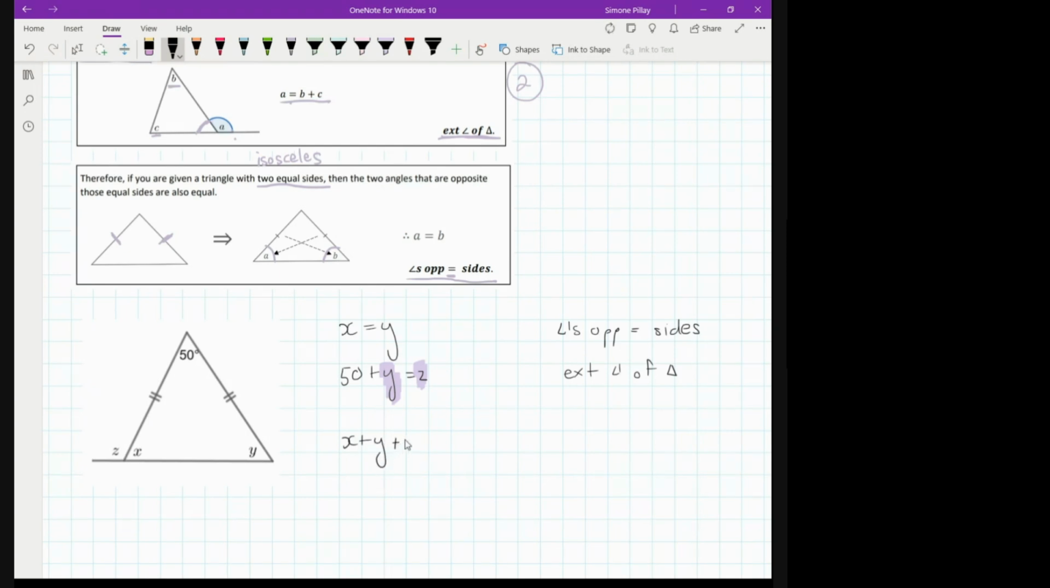Let's not call it y, let's call it x, right? Because y is equal to x. So we're basically saying x plus x plus 50 is equal to 180. So now you made one of these variables the same, and now you can see we only have one variable in this equation, and that's x. So now we can solve.